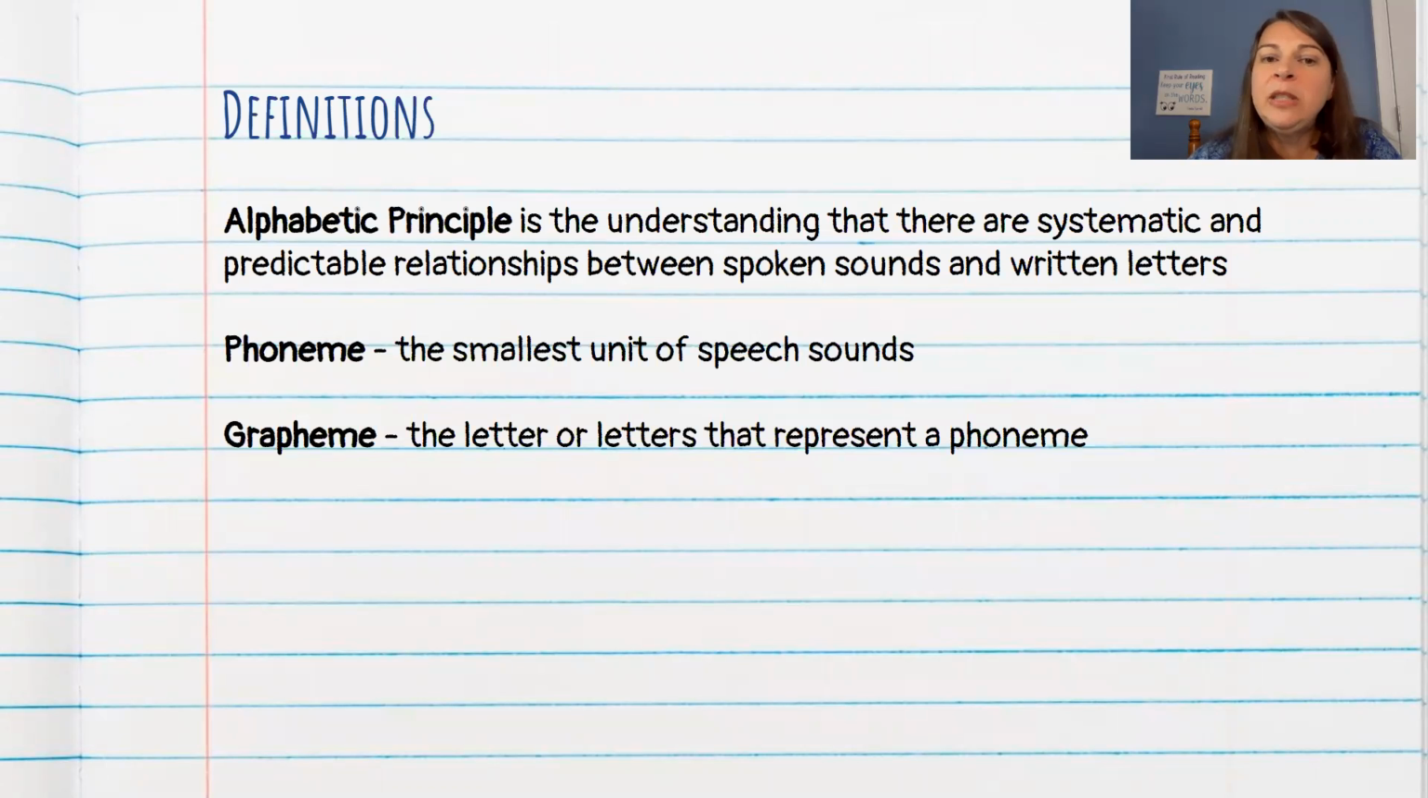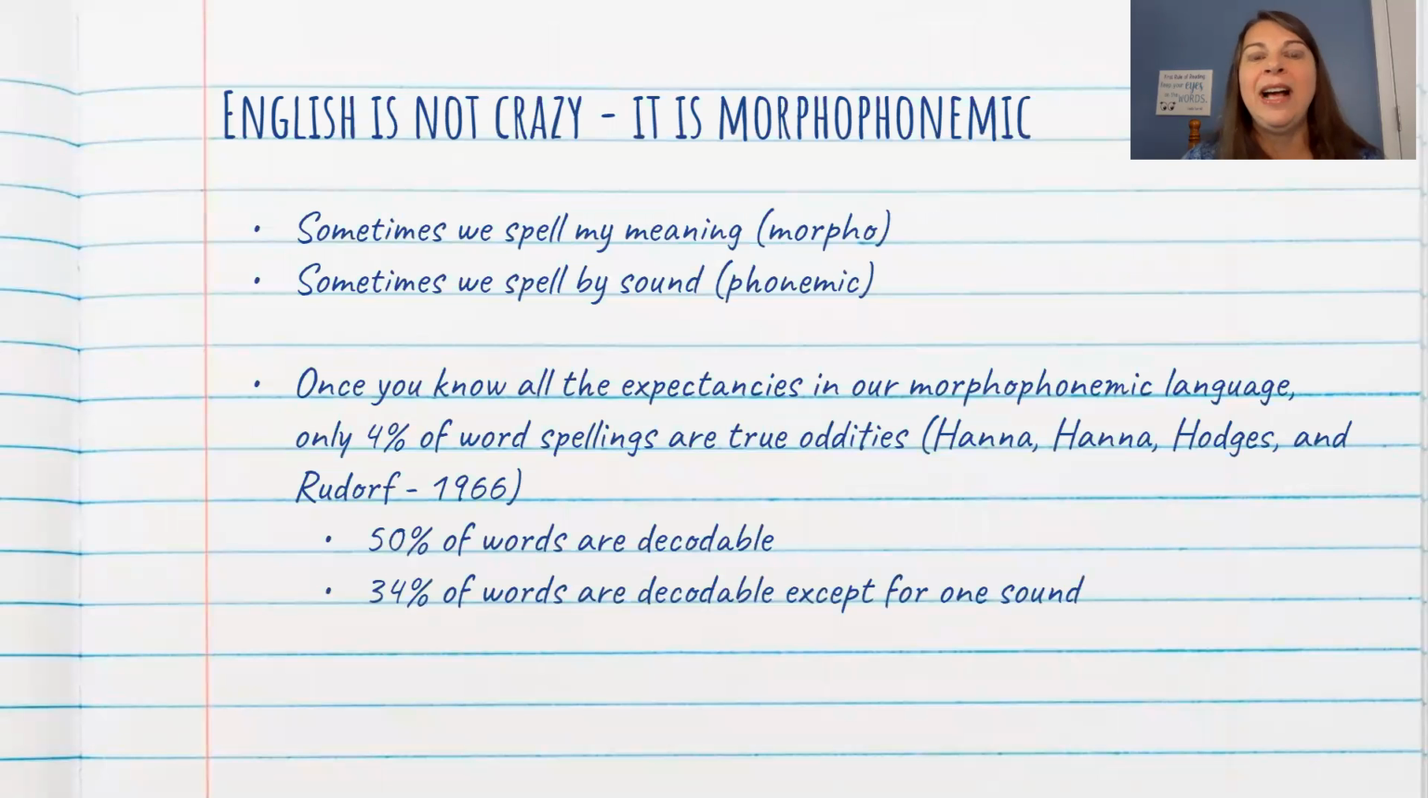So the alphabetic principle is the understanding that there are systematic and predictable relationships between spoken sounds and written letters. Phonemes are what we call those spoken sounds, the smallest speech sounds of language, and then graphemes are the letter or letters that represent those phonemes. In English, we have about 44 phonemes and about 250 graphemes. So that's a lot of information to keep track of.